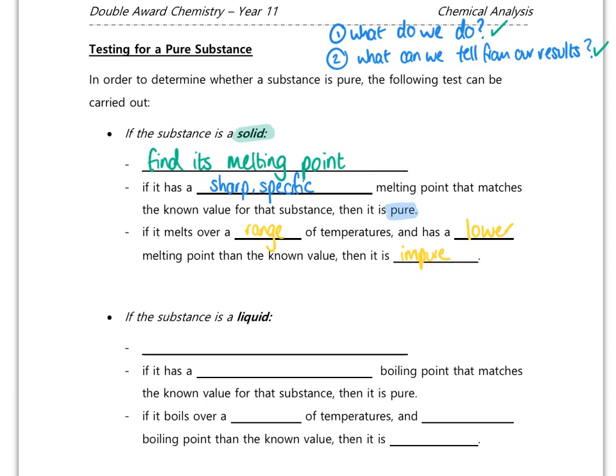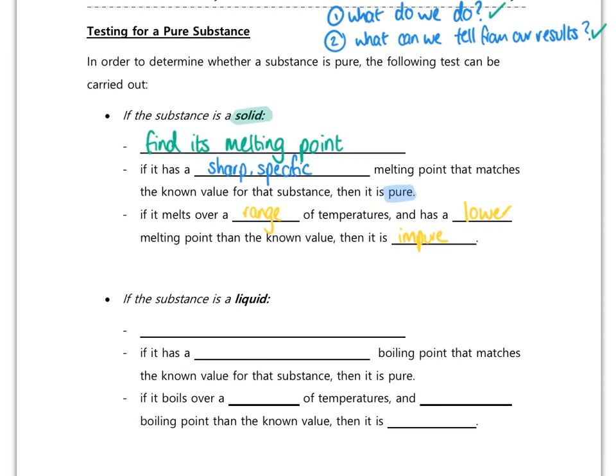That's our second part. However, what we do if the substance is a liquid is slightly different. So if our substance is a liquid, then it is slightly different. Instead of finding the melting point, what could we do instead?